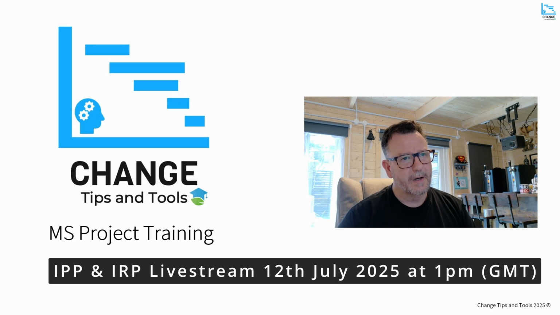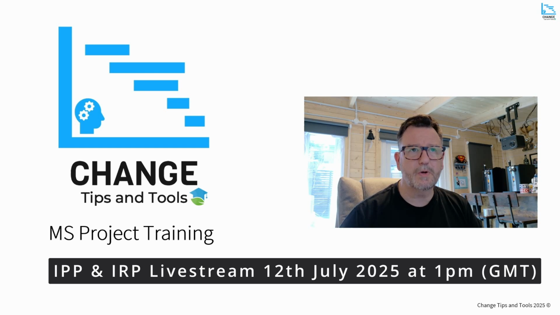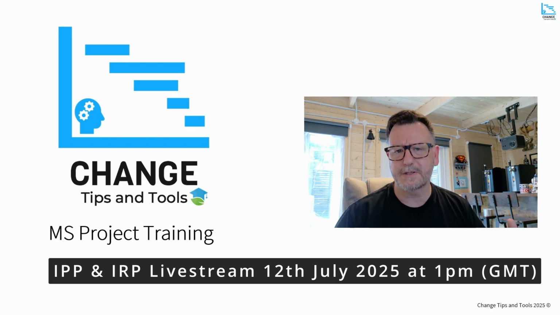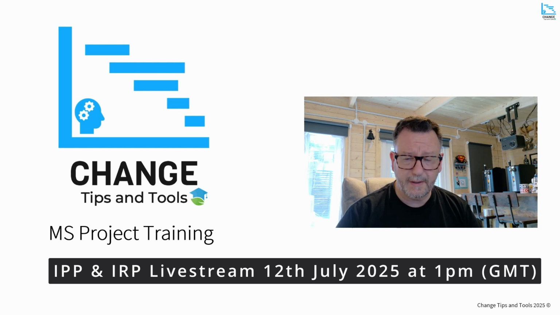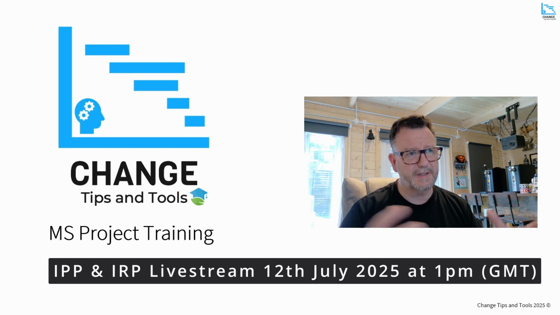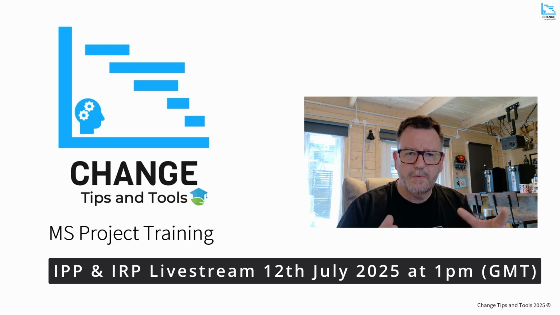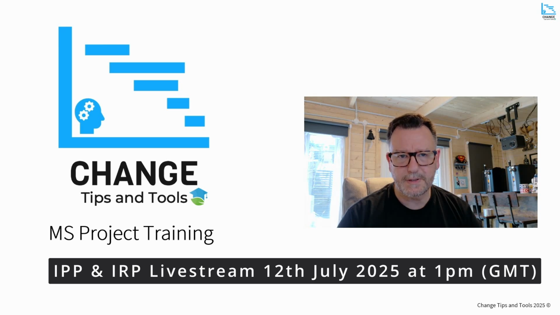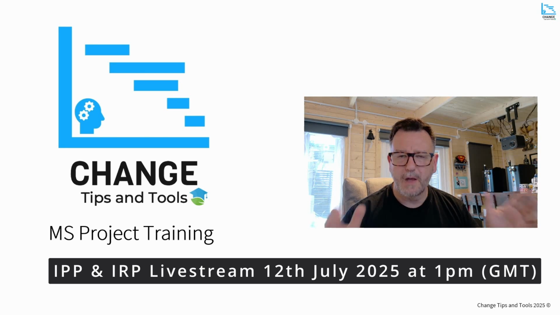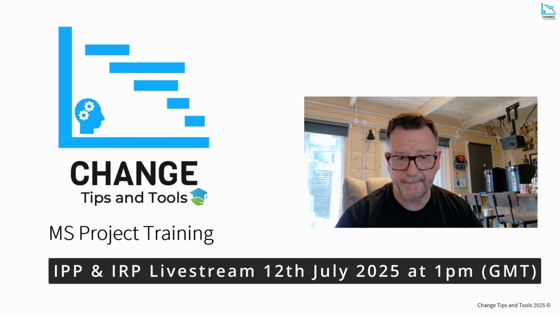Now, on Saturday, in this third live stream on Change Tips and Tools, I want to introduce you to the concepts of an integrated program plan, integrated resource pool, and resource leveling across multiple projects. In those instances where you've only got a limited number of resources working across multiple projects, how do you make sure that those projects are achievable in a realistic time frame with the resources that you have?